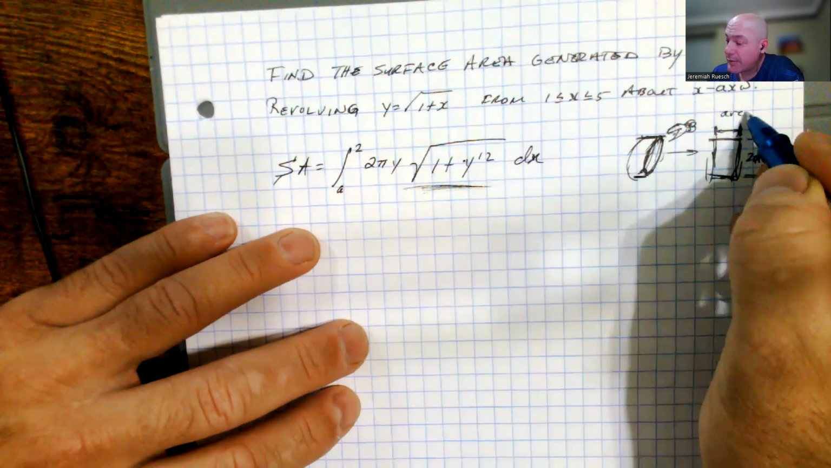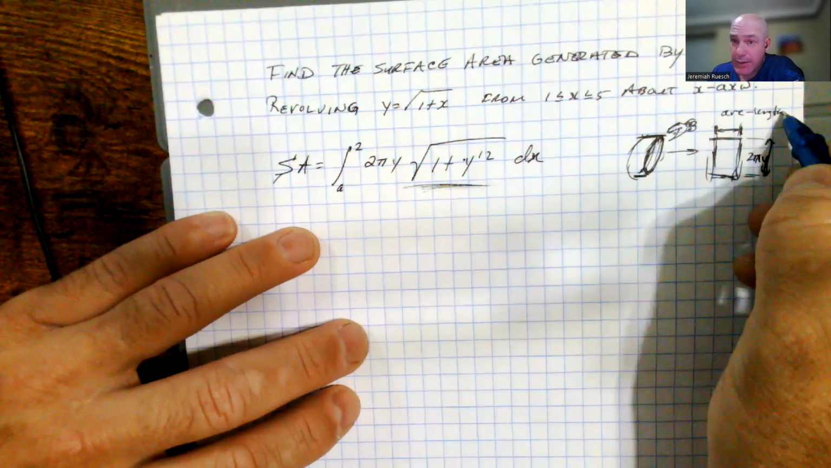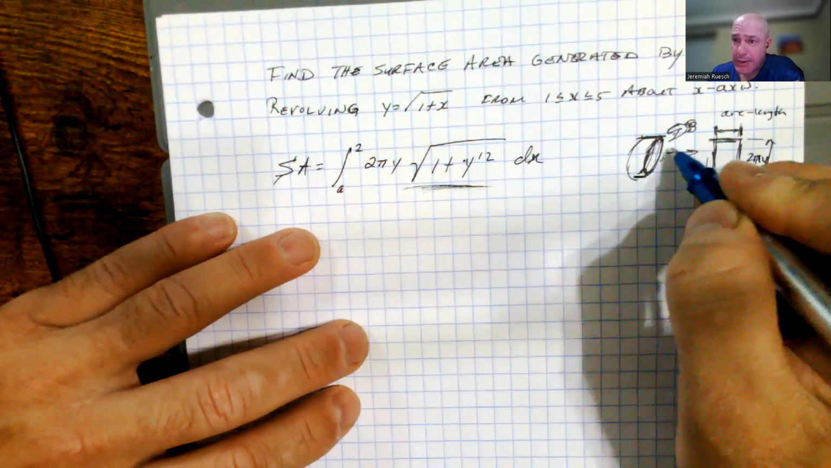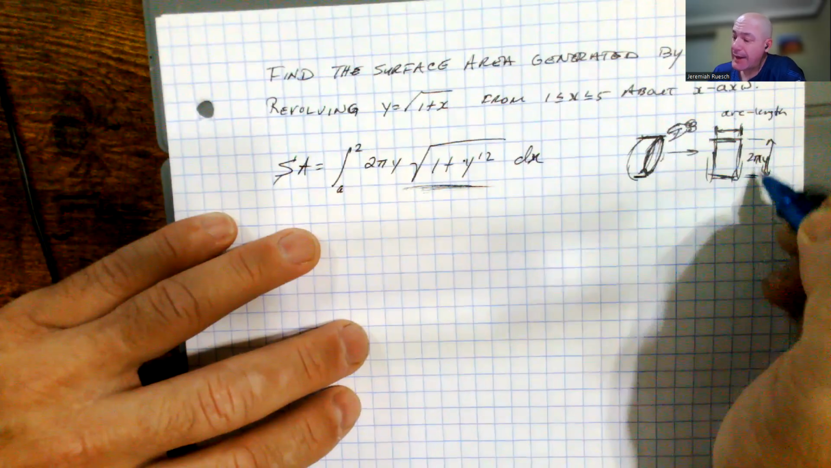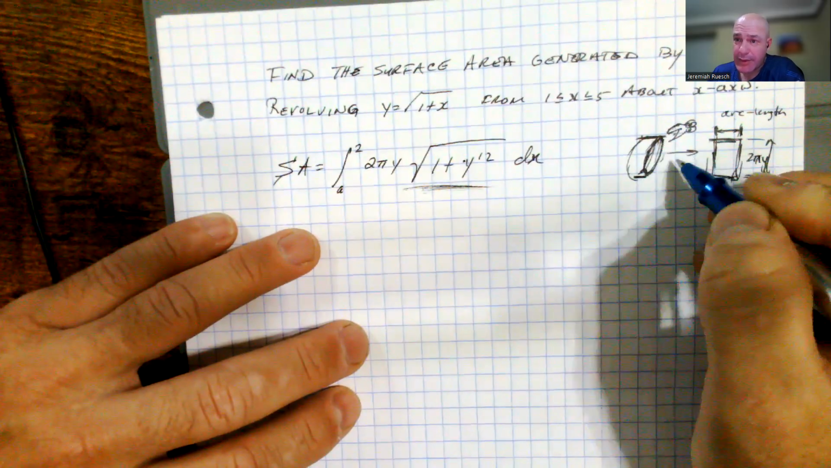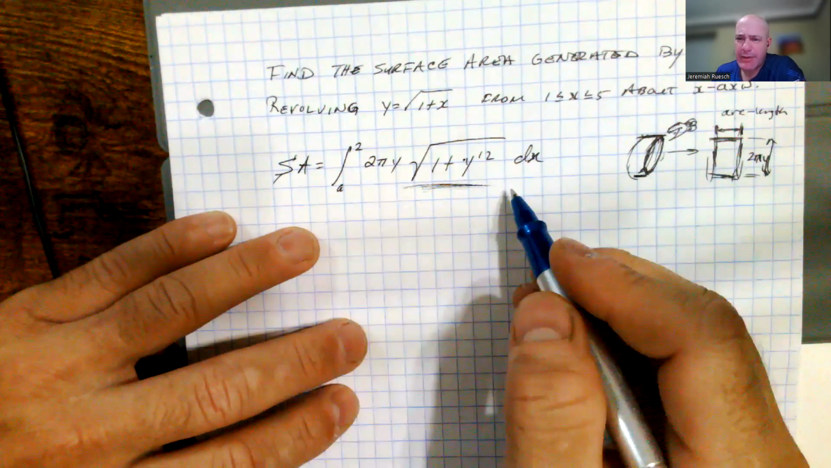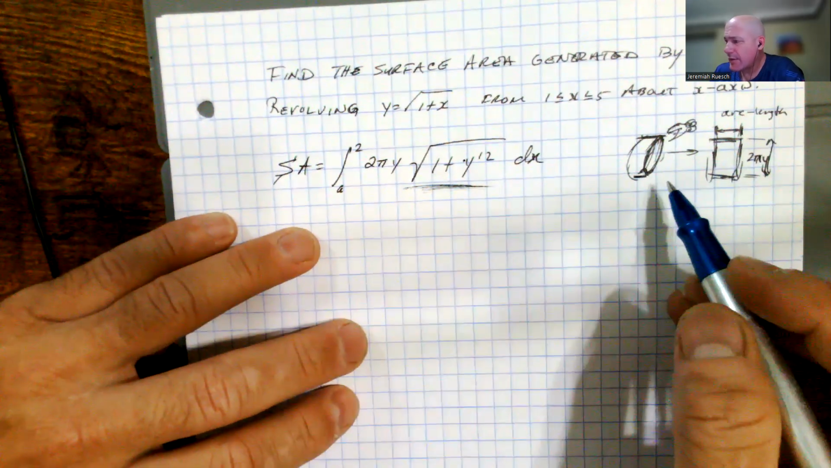So the arc length of this infinitesimal segment, times the height, this creates a cylinder, and that's what actually generates the surface area. So I hope that makes a little bit of sense, or intuitively you can kind of make sense of it.